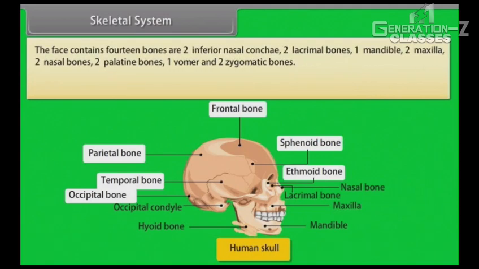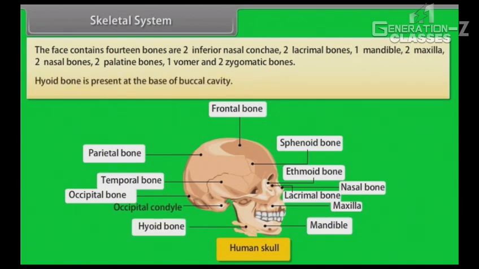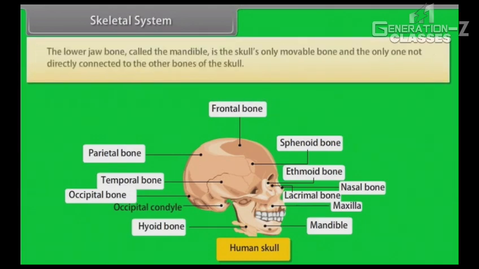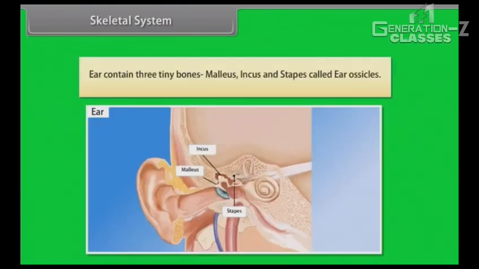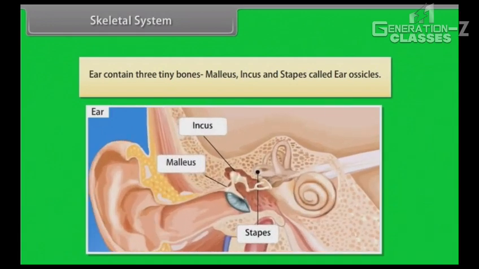The face contains 14 bones: 2 inferior nasal conchae, 2 lacrimal bones, 1 mandible, 2 maxillae, 2 nasal bones, 2 palatine bones, 1 vomer, and 2 zygomatic bones. The hyoid bone is present at the base of the buccal cavity. The lower jawbone, called the mandible, is the skull's only movable bone, and the only one not directly connected to the other bones of the skull. The ear contains 3 tiny bones, malleus, incus, and stapes, called ear ossicles.